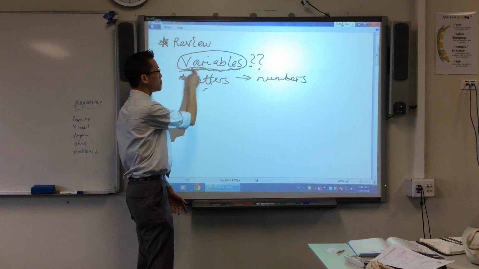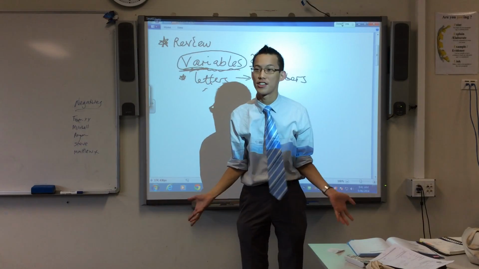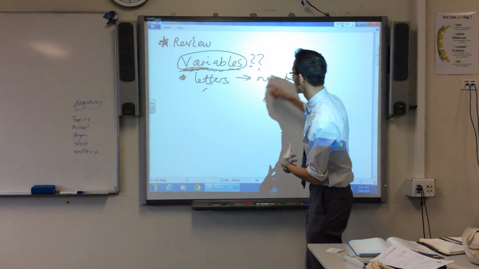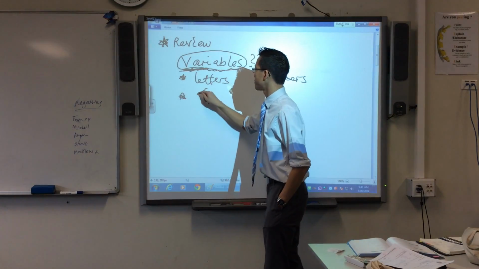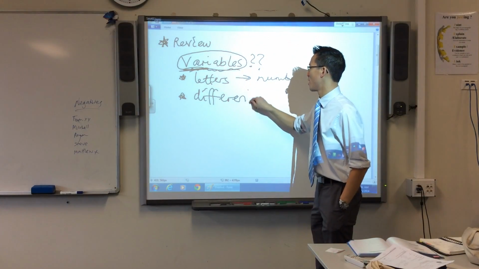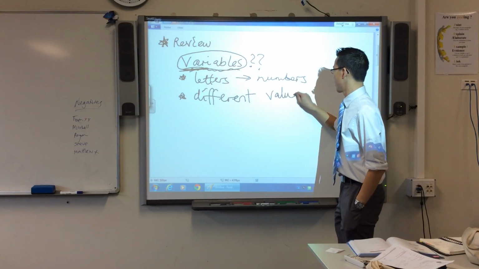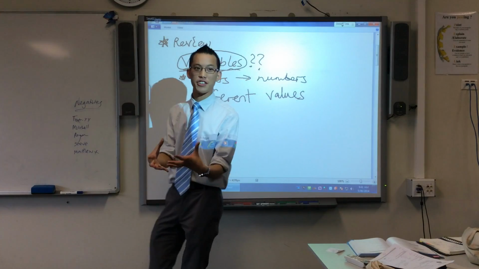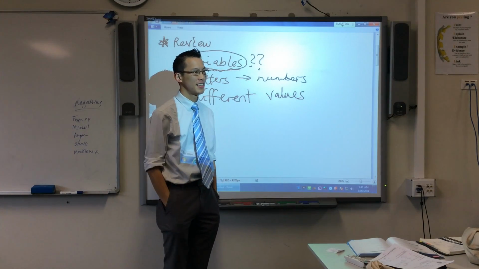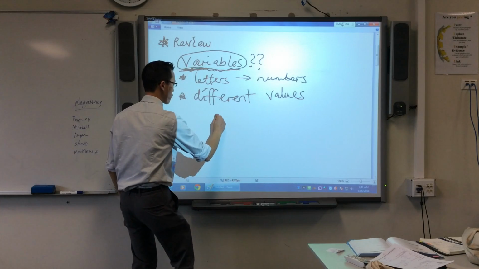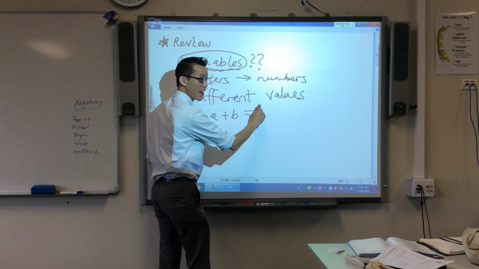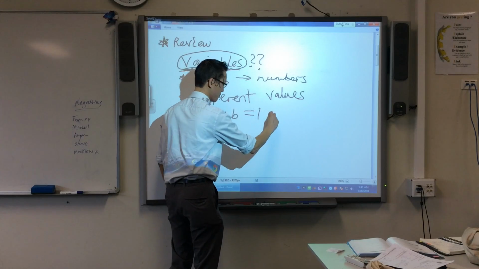So the idea of a variable is it can vary, it can change. These numbers can shift around, they can take different values, depending on what kinds of situations and expressions you find them in. Okay? Kyle, and the example is A plus B. A plus B equals 12, was it?